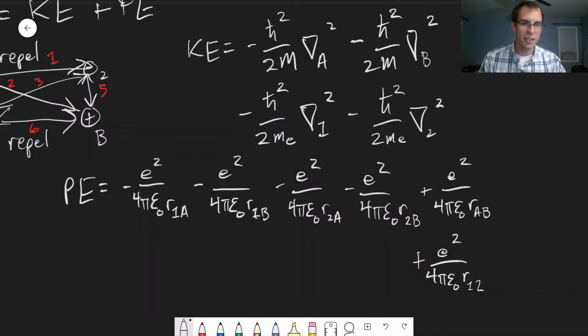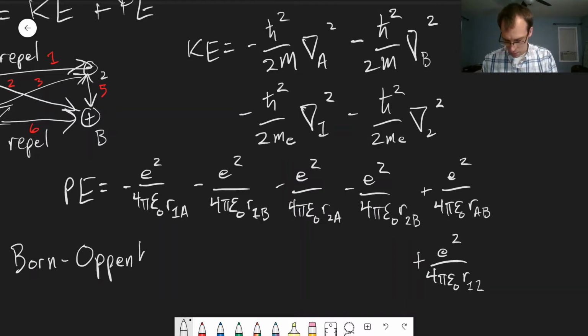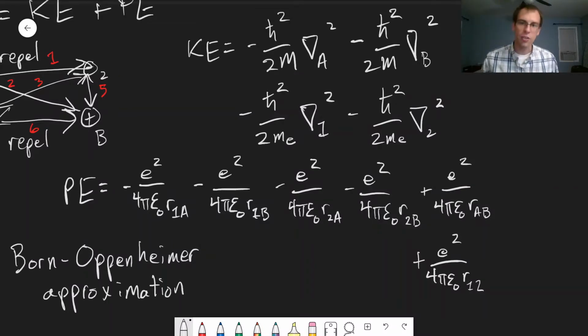So coming back and leaving these terms up that we looked at in the last video, we need to make some sort of approximation. And one of the most important ones is the Born-Oppenheimer approximation. And this approximation has to do with the relative speeds of electrons and nuclei. Electrons, as you may recall, are much, much lighter than nuclei.